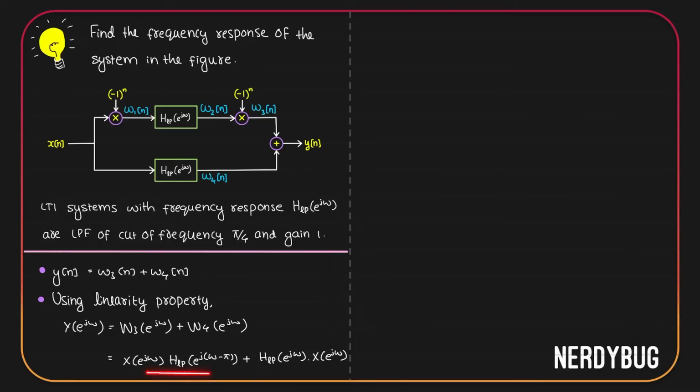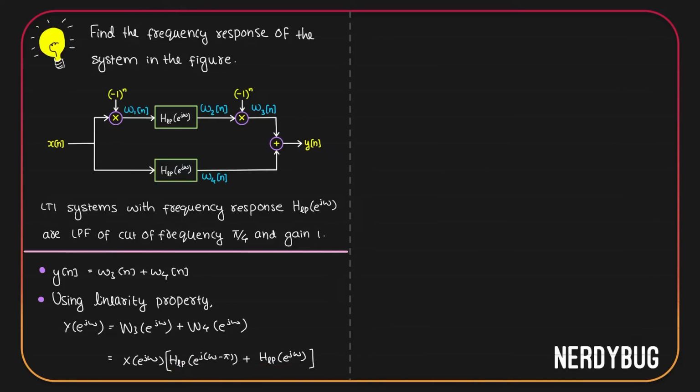This is W3 of e raised to j omega. This is W4 of e raised to j omega. Both have X of e raised to j omega in it. Let us take it as common. So we get Y of e raised to j omega is X of e raised to j omega multiplied by HLP of e raised to j omega minus pi plus HLP of e raised to j omega.